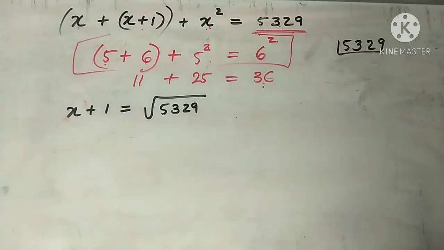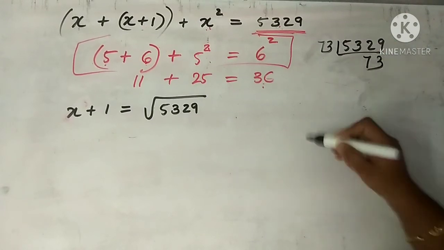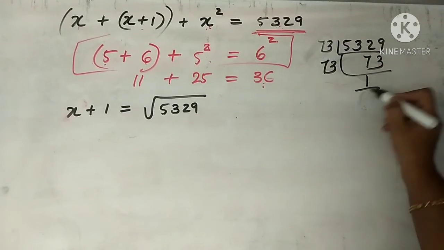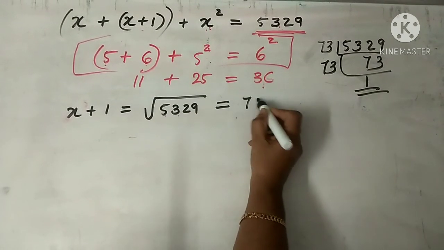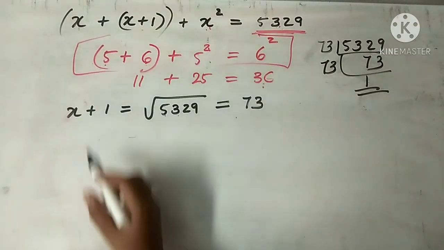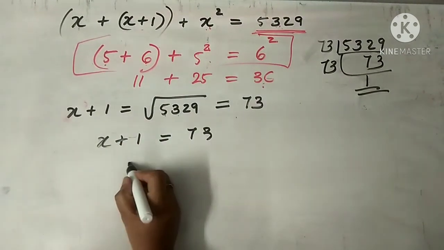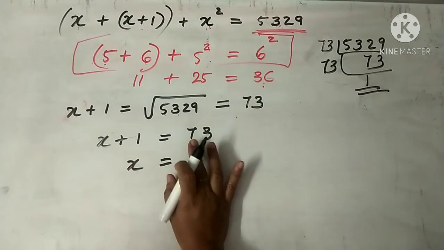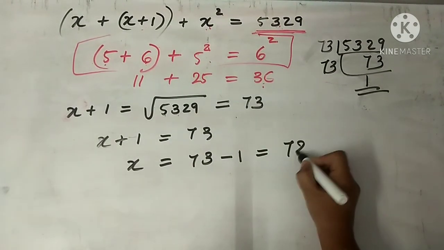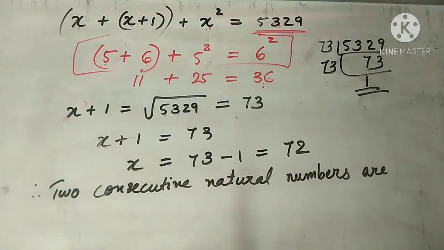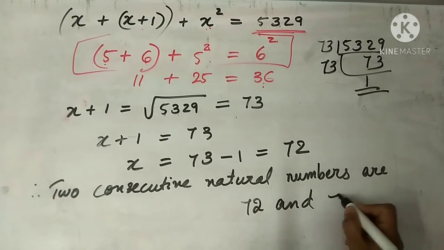This number is only divisible by 73 times. So, we factorize like this. The square root of 5329 is 73. So, we get x plus 1 is equal to 73. So, what will be x? We have to subtract 1 from this. 73 minus 1 is equal to 72. So, we can write the two consecutive natural numbers are 72 and 73.